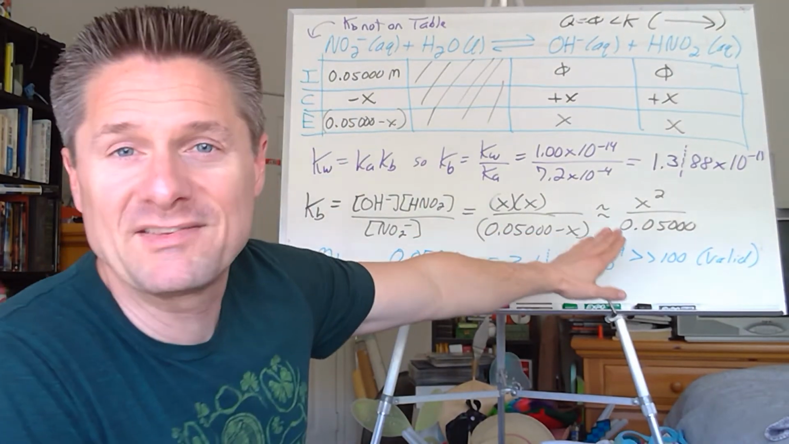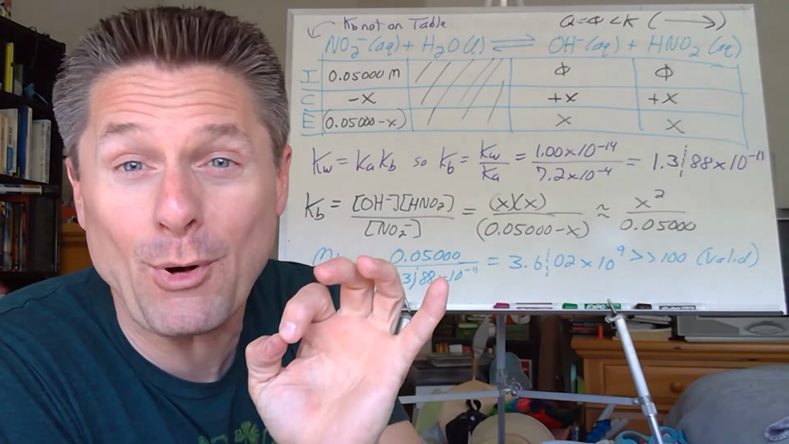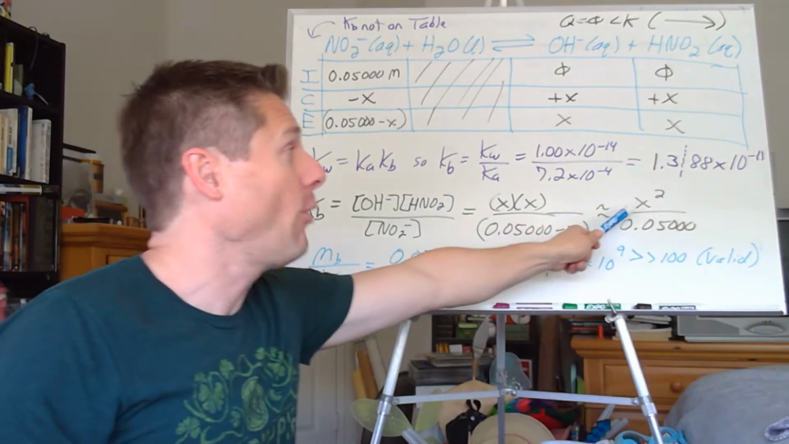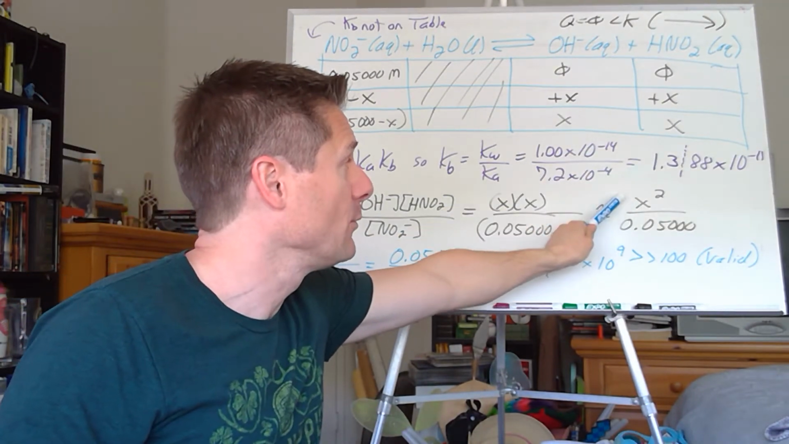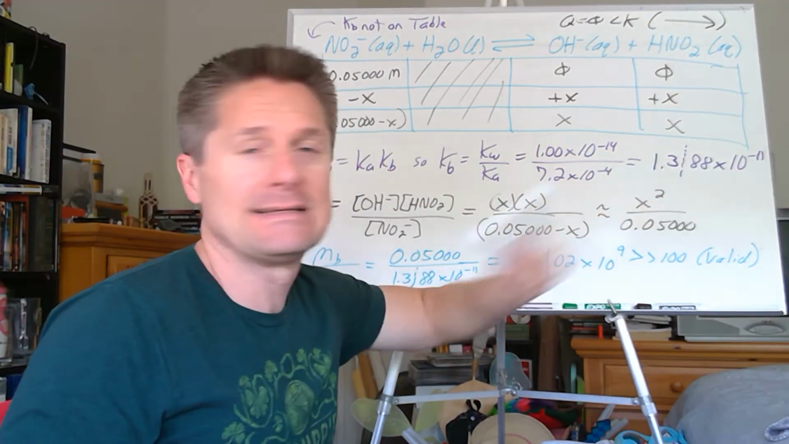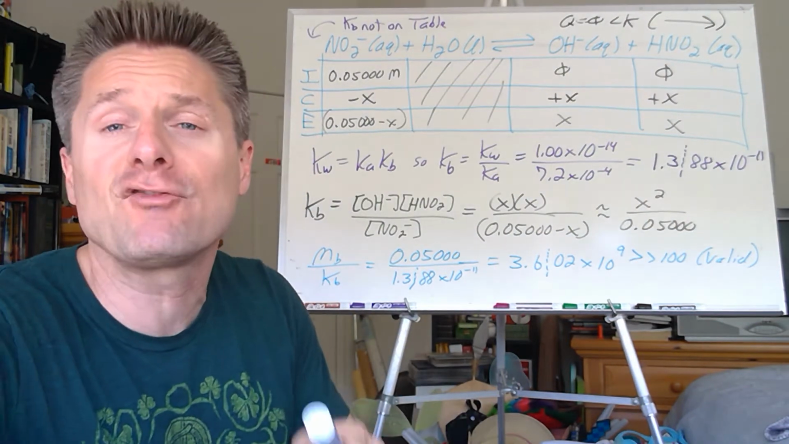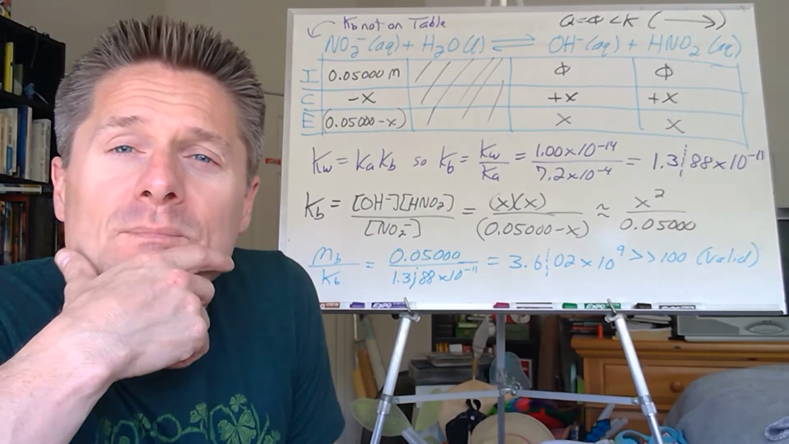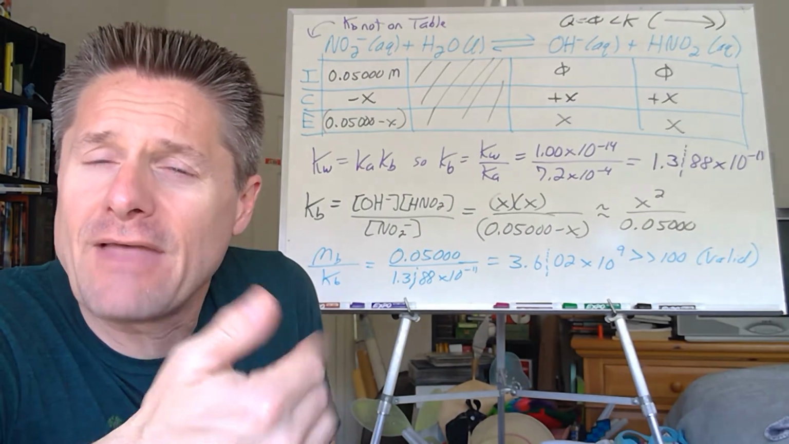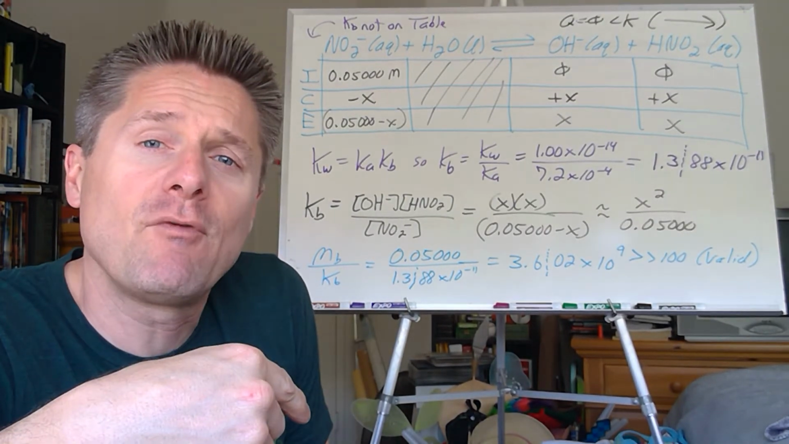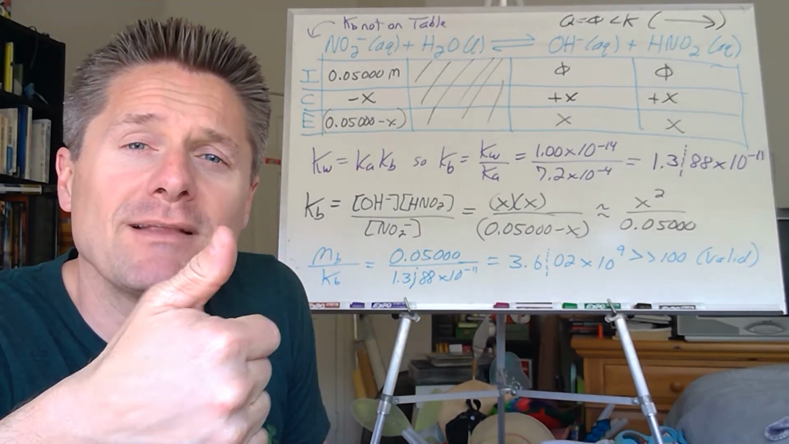So I'm pretty safe in assuming X is going to be super tiny. Therefore, X, which is OH minus, will just be the square root of Kb times the initial concentration. Solve for X for me before I do the next board. And then take the negative log of that. That would be pOH. Subtract that from 14. You get your pH, my friends. That's how you do it.